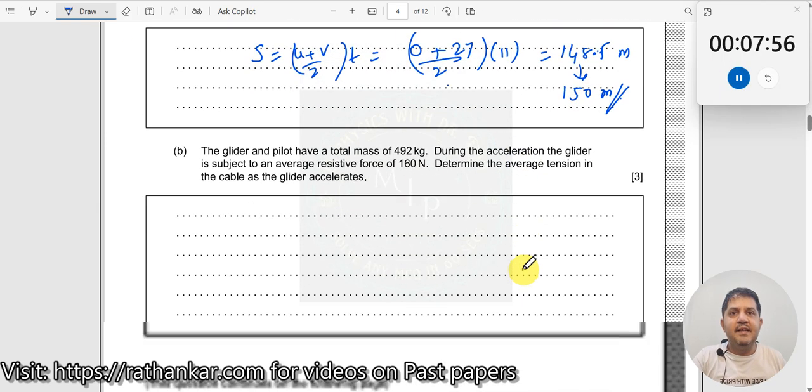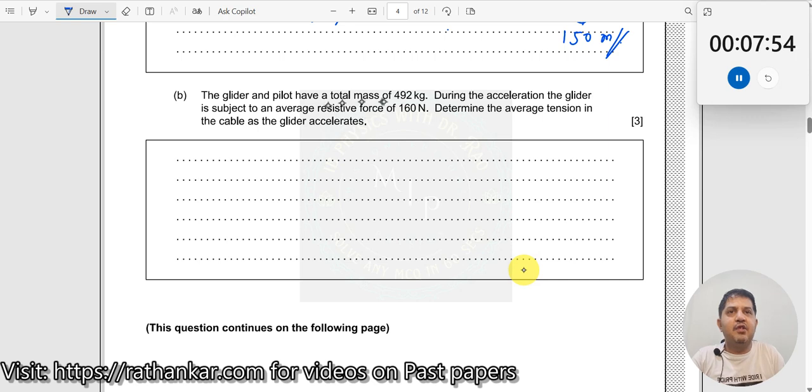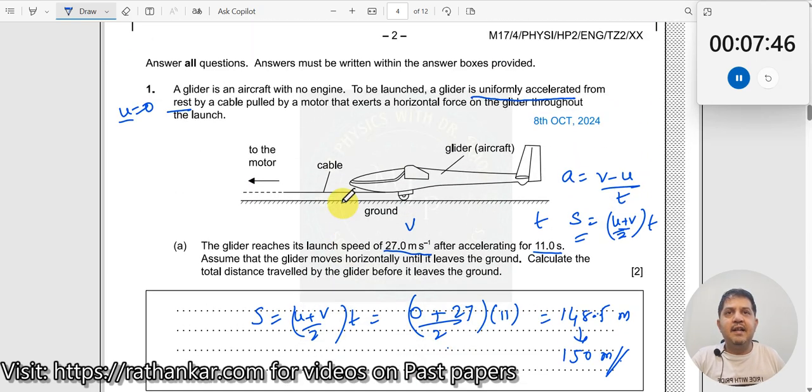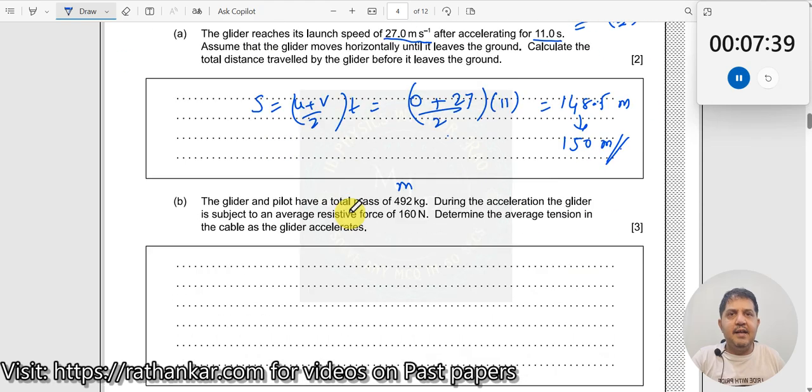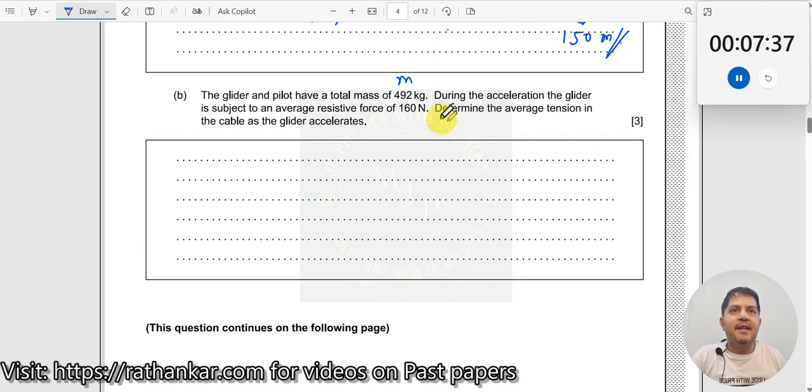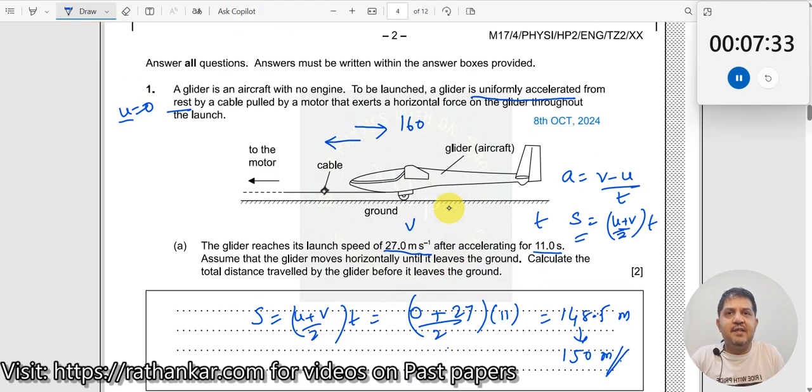Okay. Next, the glider and the pilot have a total mass given. During the acceleration, the glider is subjected to an average resistive force of 160 Newton. So what's happening over here? The glider is moving like this, but there is a resistive force acting like this, which is 160 Newton, right? And then what else does he say? Determine the average tension in the cable as the glider accelerates. So if the glider has been pulled in this direction.